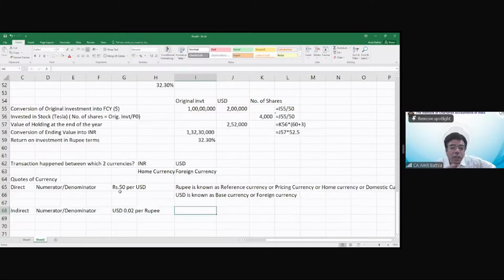Yes. Now my question to you over here is, which one is the reference currency over here?